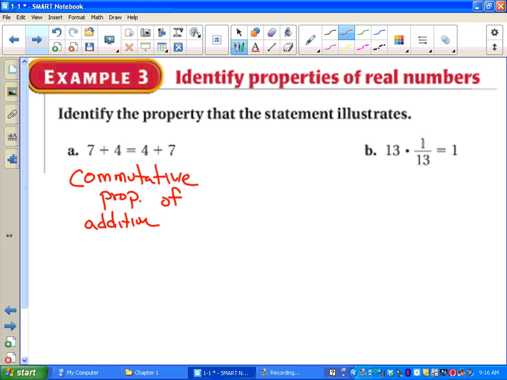Part B, it looks like we've got a number and its multiplicative inverse, meaning the same number but flipped, multiplied together to equal 1. If you look back at that previous slide, that's the inverse property. And just like before, we should say of addition or of multiplication. This time we're multiplying, so we would say of multiplication. That's it.